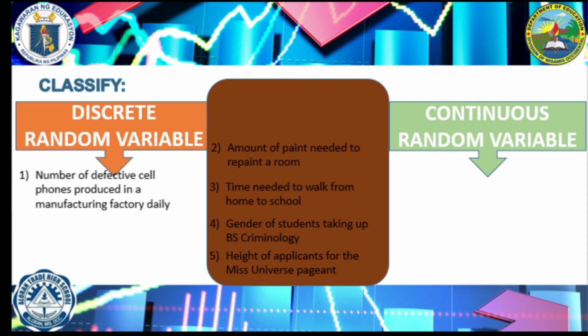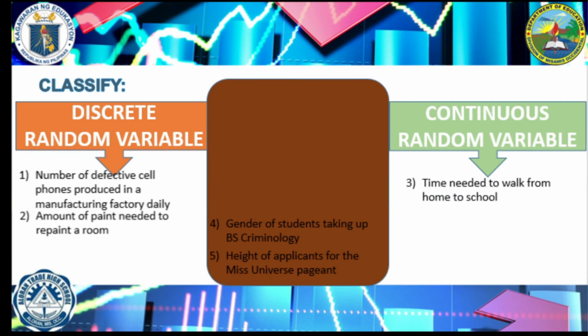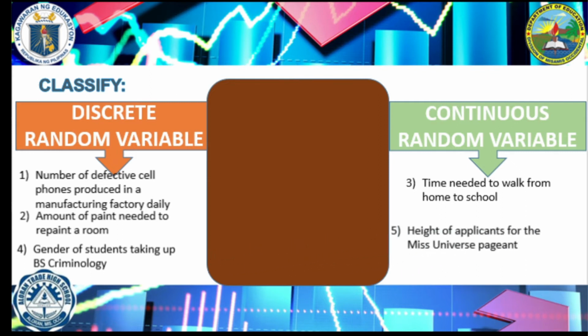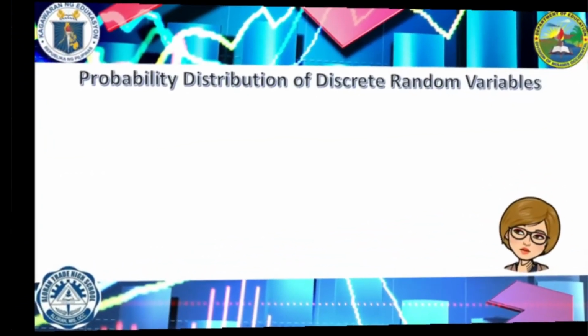Number 1 is discrete random variable. Number 2 is also an example of discrete random variable. Number 3, which is time needed to walk from home to school, is an example of continuous random variable. The gender of students taking up BS Criminology can be identified through counting, so it is under discrete random variable. While the height of applicants from Miss Universe pageant are data that can be achieved by measurement, so this is an example of continuous random variable. I hope you have understood this part.